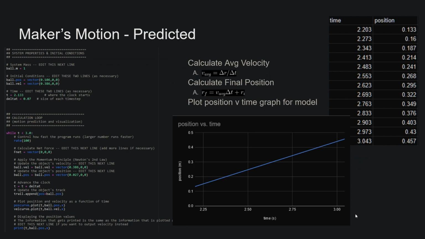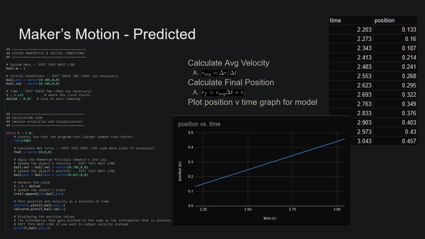So this is a computer model showing the predicted motion of the marker. As you see on the left, there is a GlowScript that is showing, based on the initial velocity and the time of the recording, what the position of the marker should be. As you see on the right, there's a table that took the output of this program and listed all the times and positions that would start at the same time as the observed motion. And you can see the graph below, which graphs the time versus position to show a linear relationship portraying constant velocity as shown by the computer model.